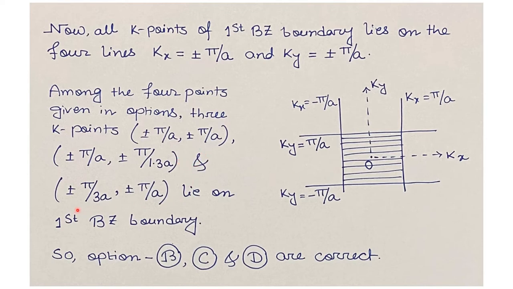And for the last option D, plus minus pi by 3a, comma plus minus pi by a, these 4 points will lie somewhere like here, here, here, or here. So these 4 points will lie on the boundary of the first Brillouin zone. So this is also a possible answer. So effectively we are getting options B, C and D as correct for this question.